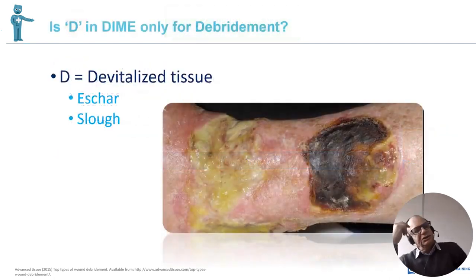The other discussion that has been happening these past few years is, listen, we're not just talking about eschar here, we are talking about slough as well.